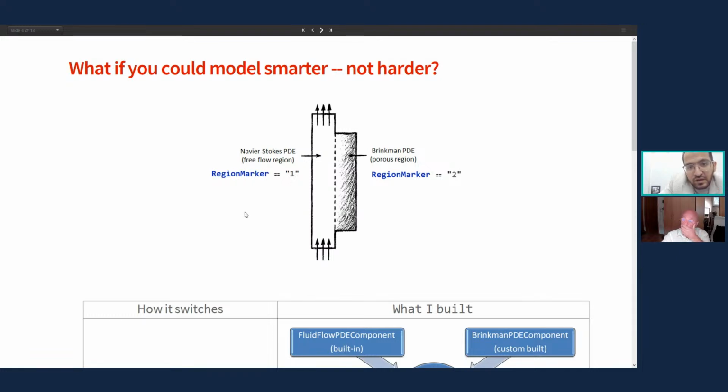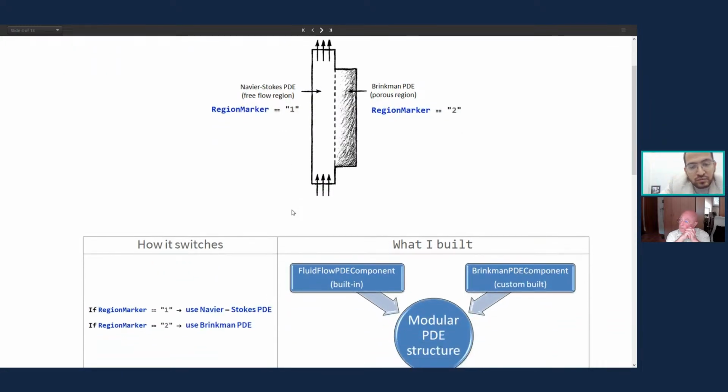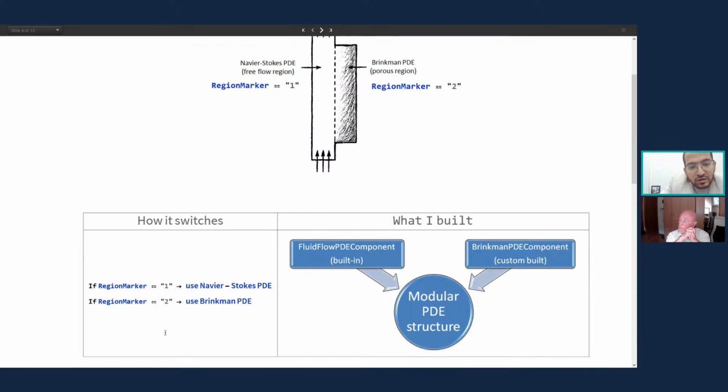Basically, in implementing the region marker approach, you assign indices to different regions within your system, and that way you can assign different PDEs to those various different parts of the system. This is explained here on the left hand side. As you can see, if the region marker is 1, use Navier-Stokes PDE. If the region marker is 2, use the Brinkman PDE.